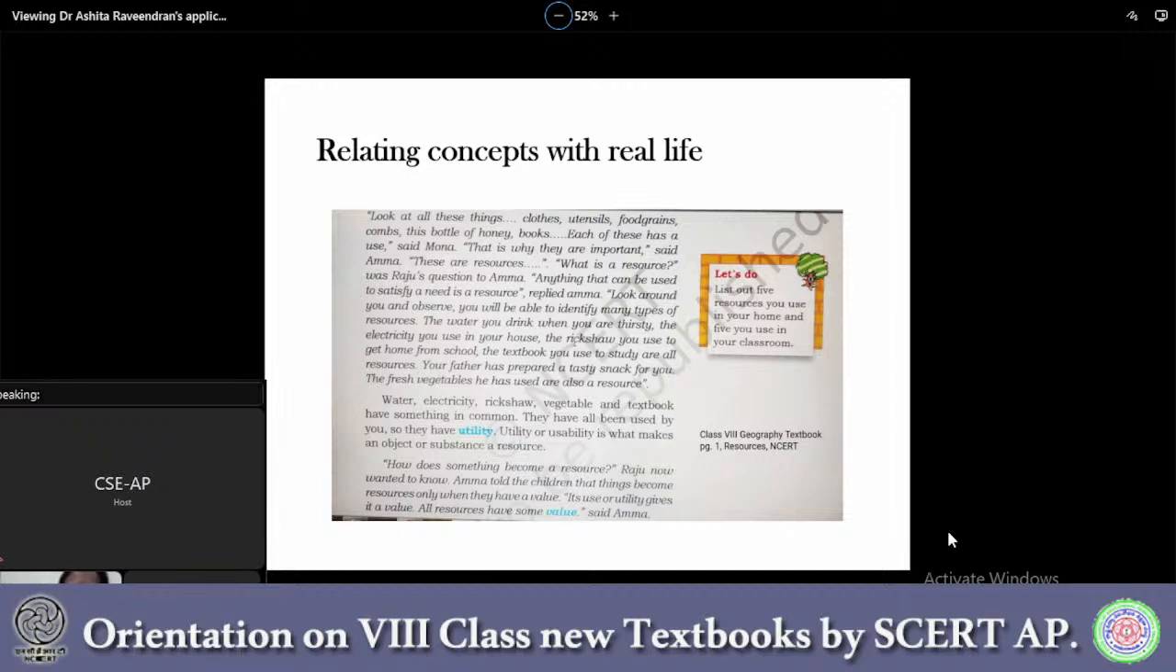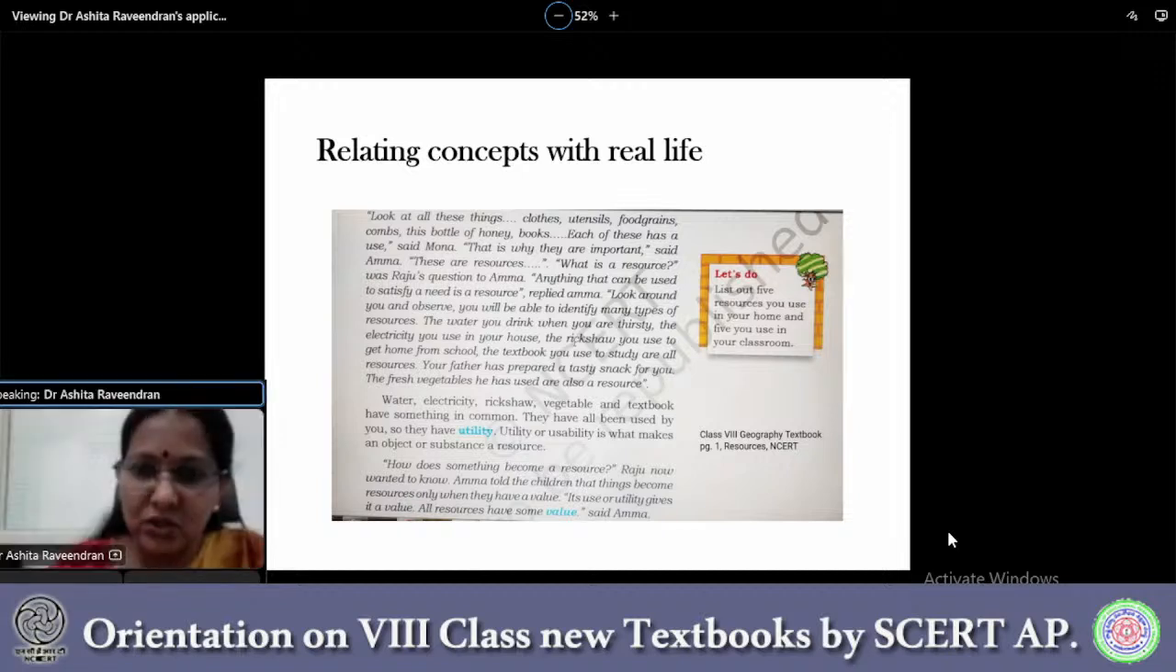Okay, so with this type of stories have been given where it is related to the child's life itself, from their immediate surroundings, things are being picked out and resources have been referred to. So such real life examples have been given in the textbook.